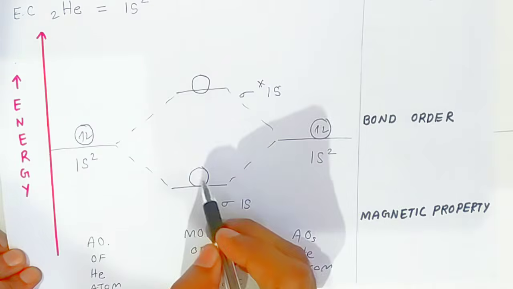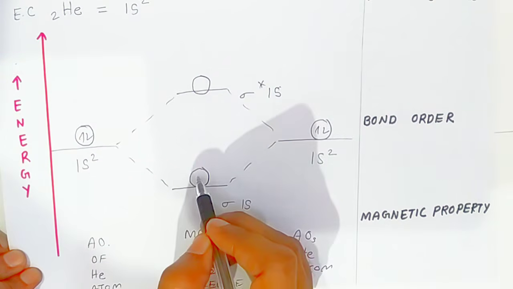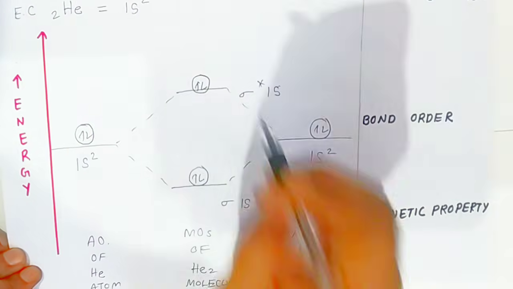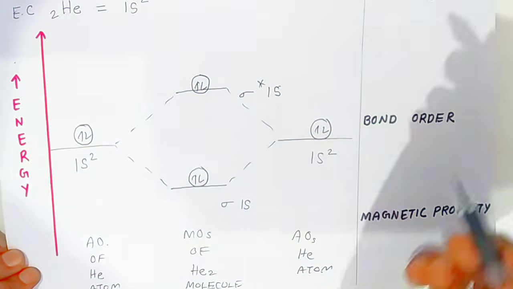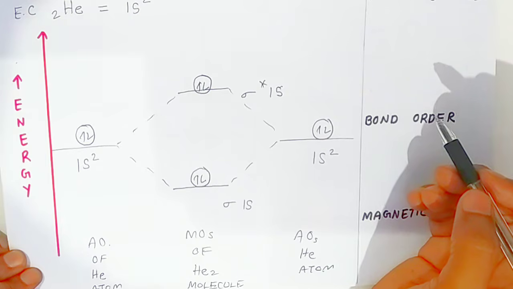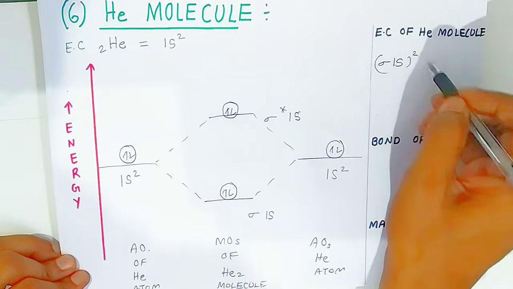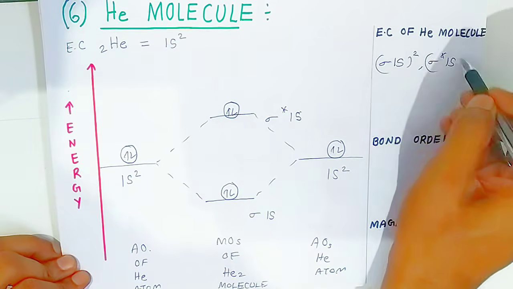Now students, our 4 electrons, how are we going to distribute? So first 2 electrons will go to the bonding molecular orbitals, and then the remaining 2 will go to the anti-bonding. Now students, what will be the electronic configuration of helium? When you want to write the configuration of helium, it is sigma 1s2 sigma star 1s2.